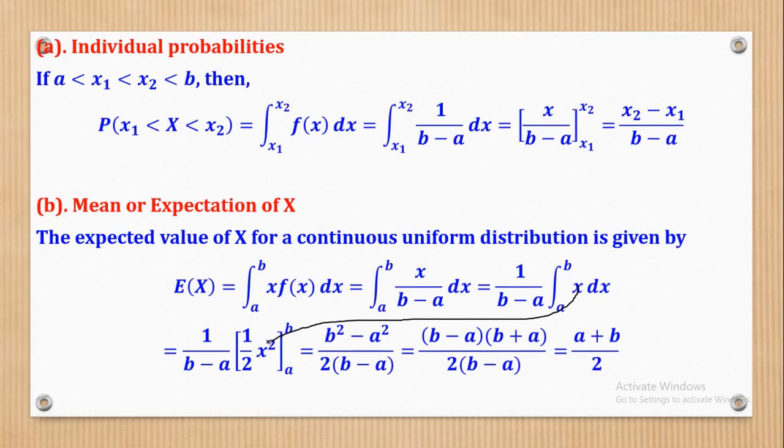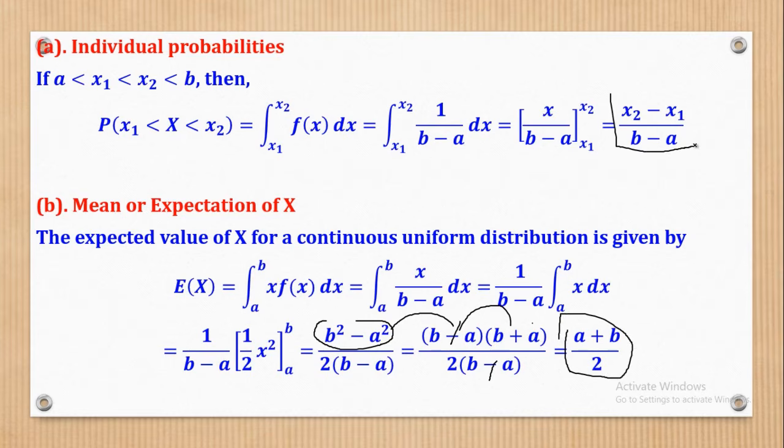Then I'm going to substitute for the upper limit here to come up with this, and the lower limit here to come up with this. Then this half goes outside, that is why you see these two there. Then I remember that this numerator is a difference of two squares, so that's why you see that difference and sum. Then you realize that this one and this can cancel to remain with (a + b) over 2. So always, this is the standard formula for the mean of x, and this is the standard formula for the probability of any two values within the given parameters of a uniform distribution.